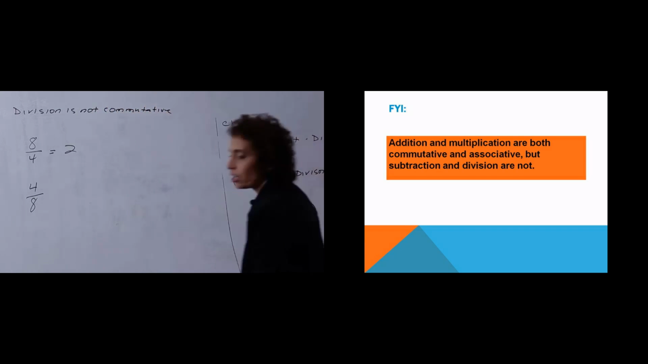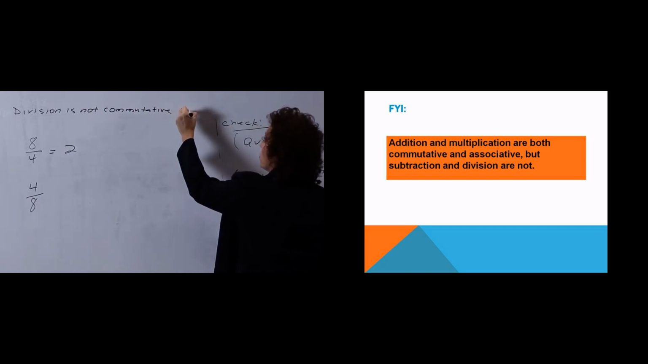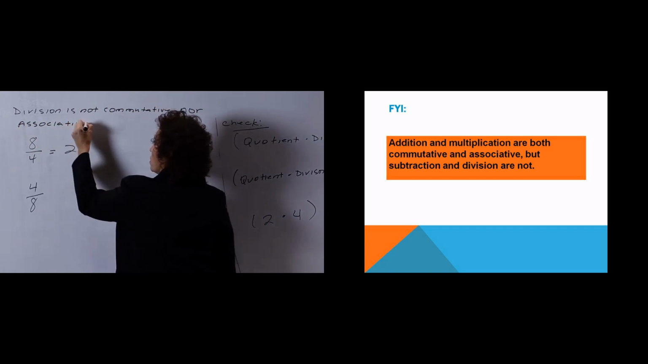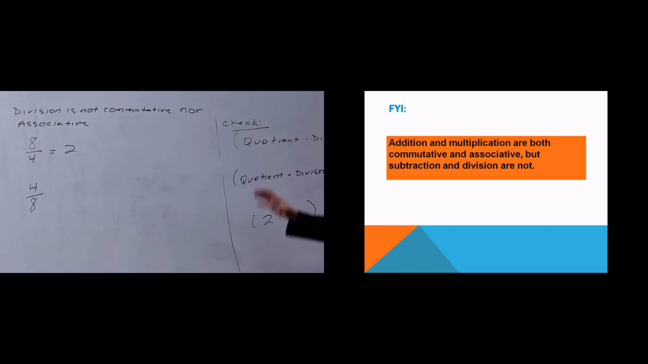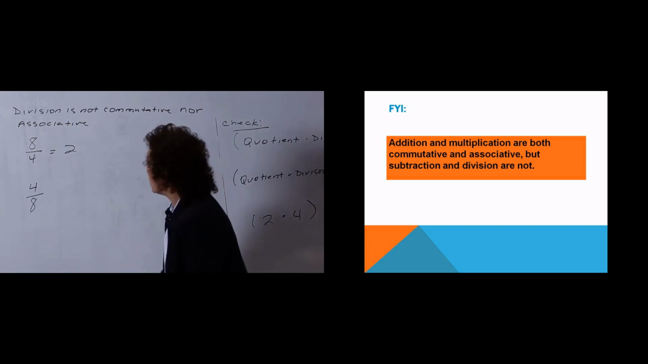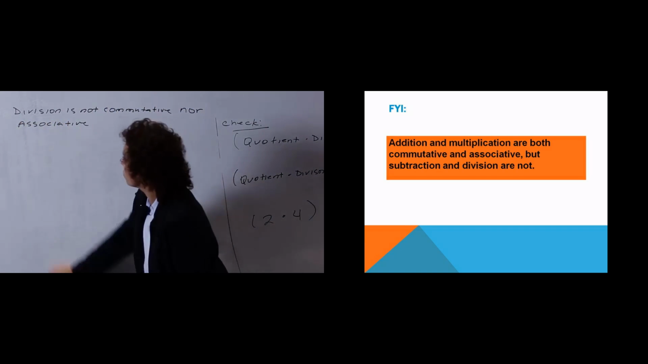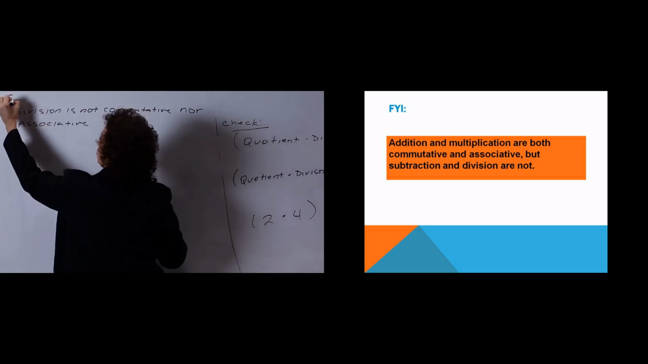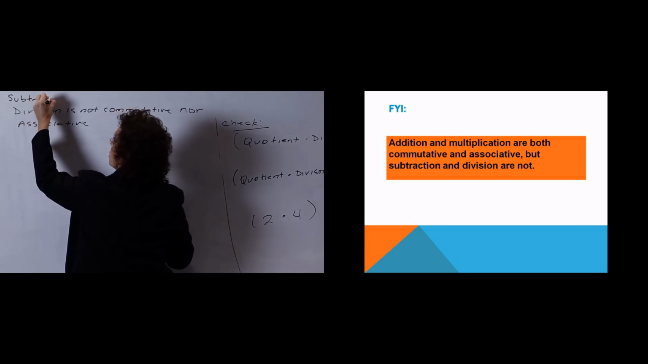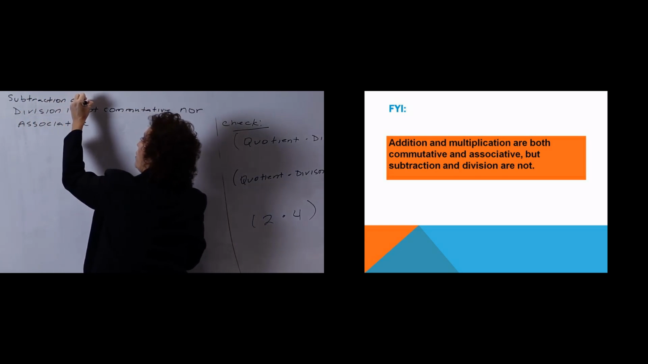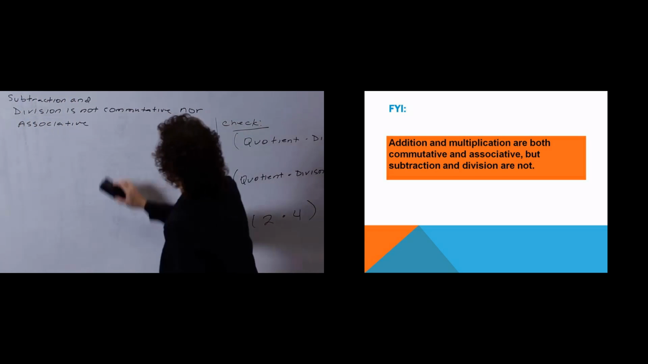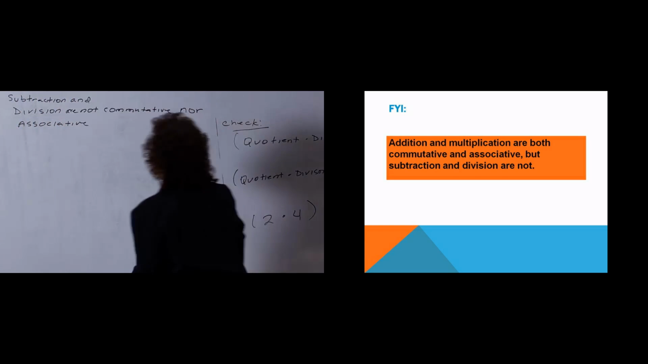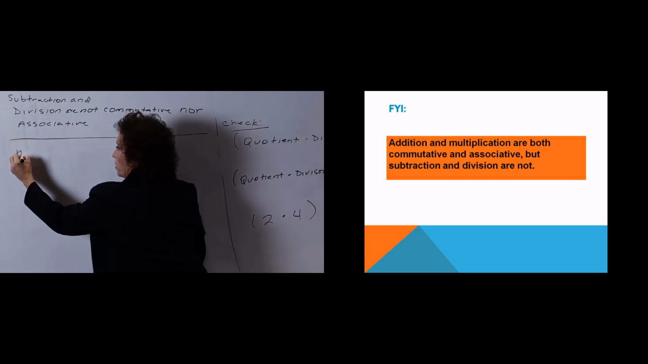It is also not associative. Okay, to summarize this, and I know it says it in your workbook, talks about division not being commutative or associative, but let's talk about this a little better. Division is not commutative nor associative, and I'm going to add neither is subtraction. So subtraction and division are not commutative nor associative.